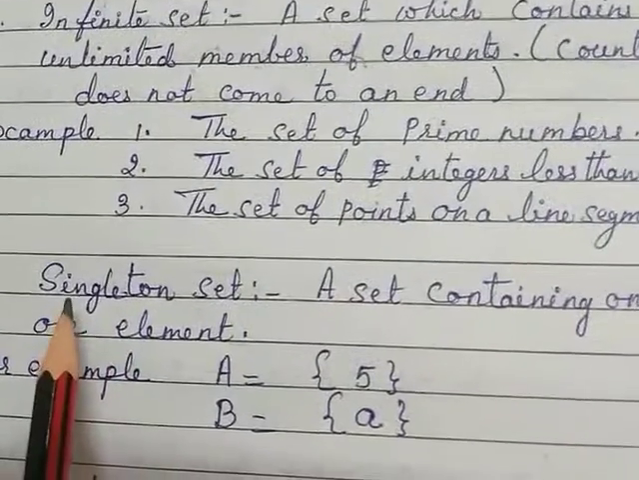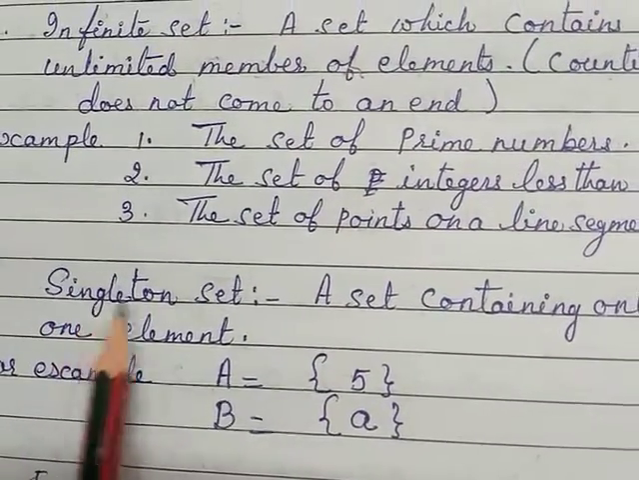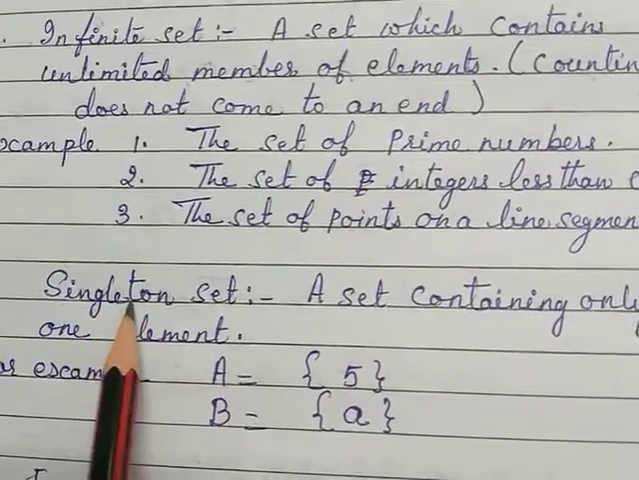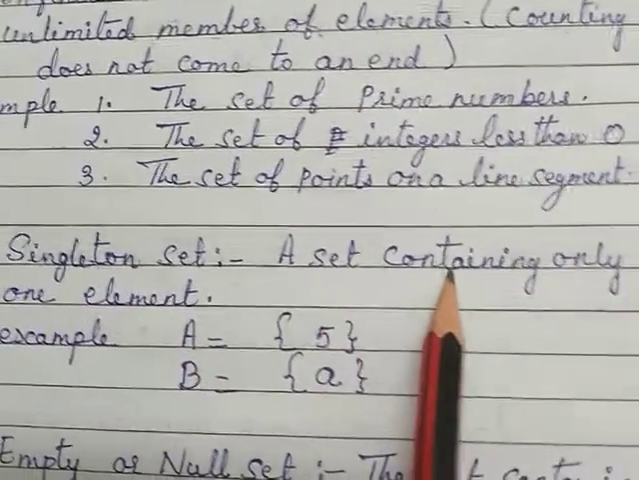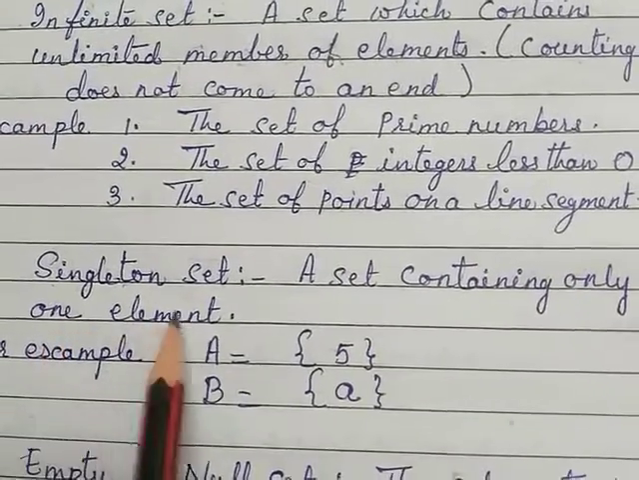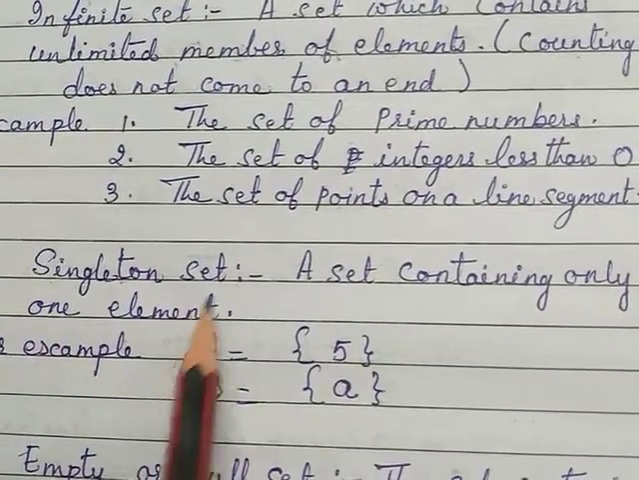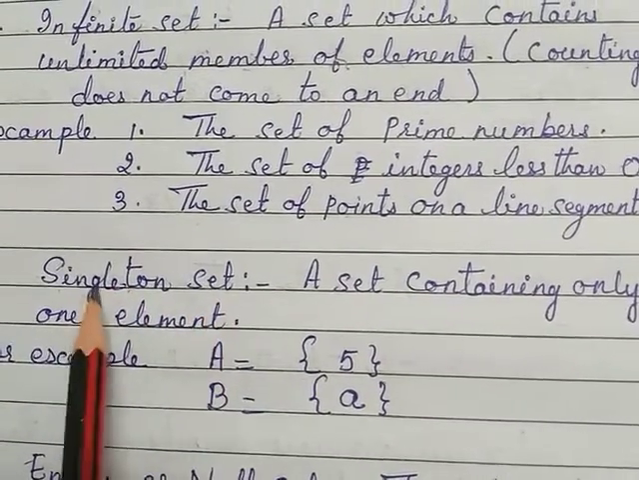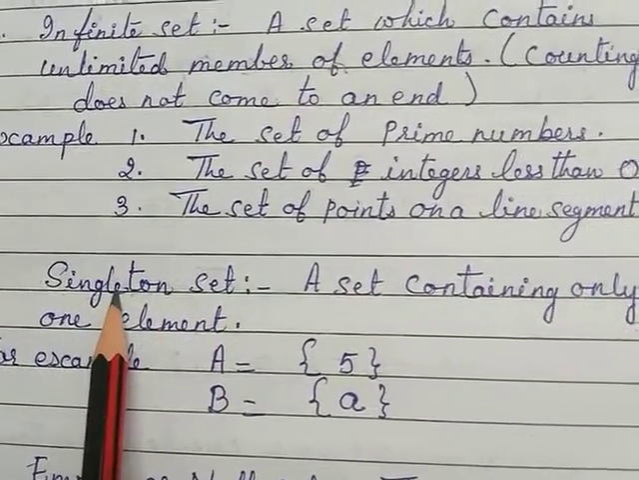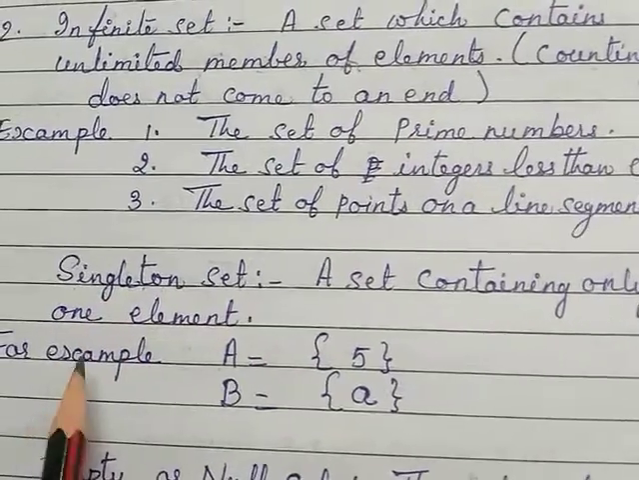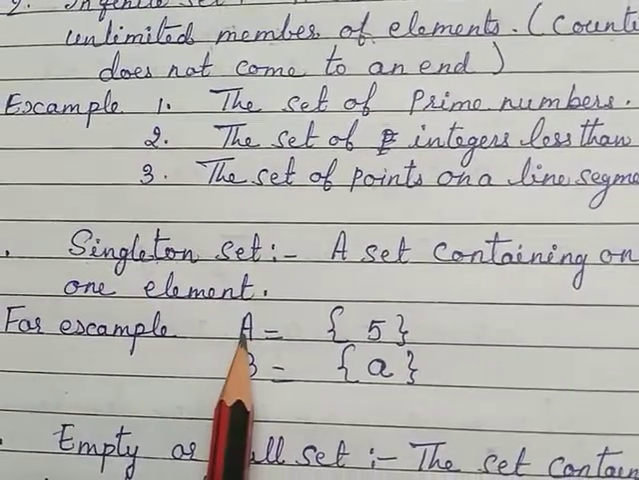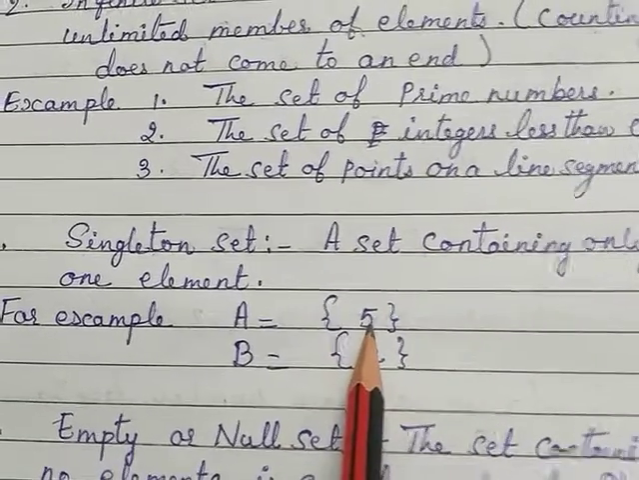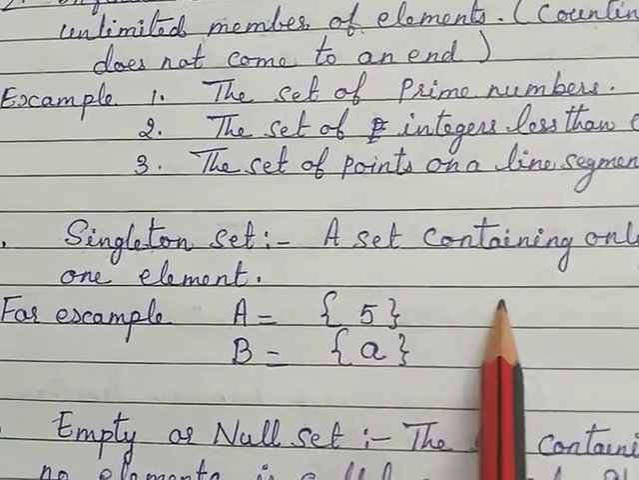Then the third type of set is the singleton set. As the name suggests, singleton means single. A set containing only one element. If a set has only one element, then it is known as a singleton set. For example, set A has only one element, that is 5. So it is a singleton set.